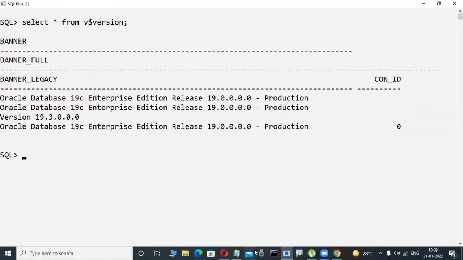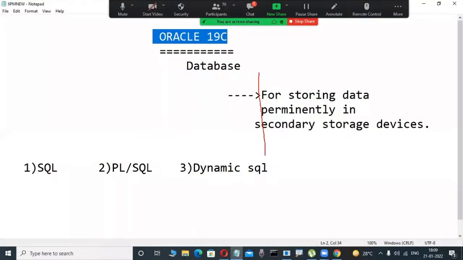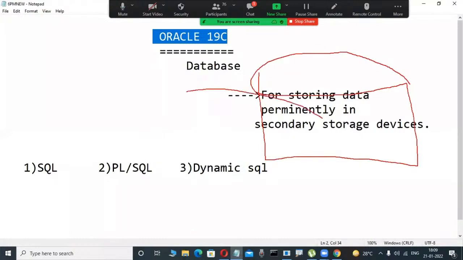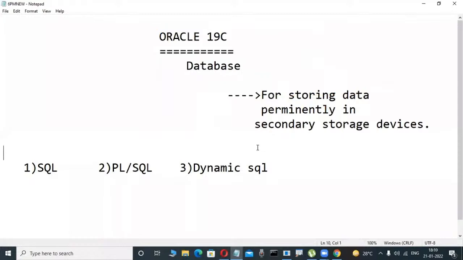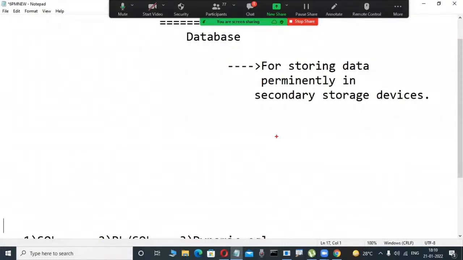What does this database mean? Once we install Oracle software, some place is automatically created on the disk. In this place, we permanently store data. These types of databases are relational databases. These database software have been available from 1970 onwards.